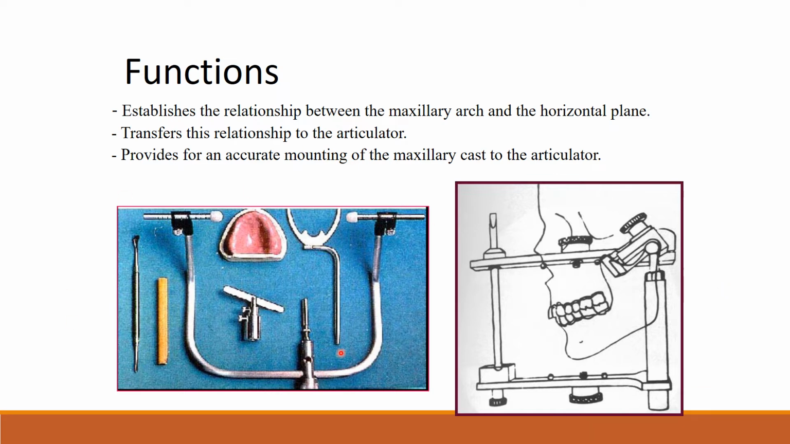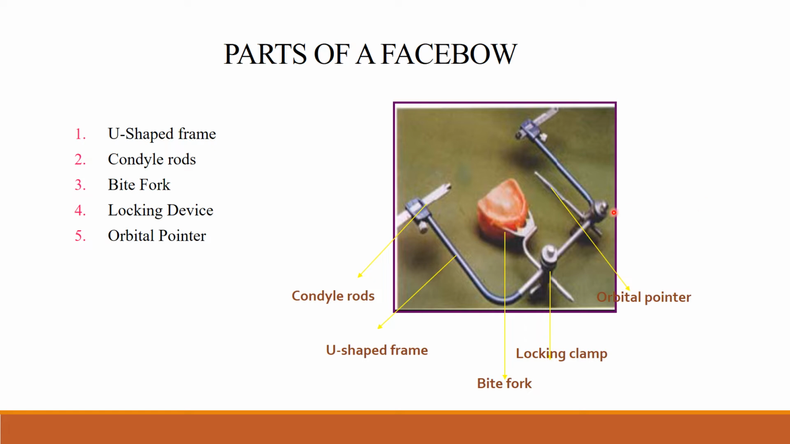So these are the various parts of the FACEBOW which we are discussing in the next slide. The parts of the FACEBOW are the U-shaped frame, the condylar rods, the bite fork, the occlusal rim, the maxillary occlusal rim. You are usually using only the maxillary occlusal rim, and the locking clamp or device, and the orbital pointer. This is the third point of reference.